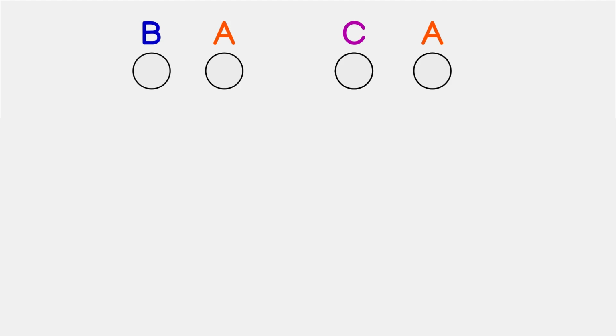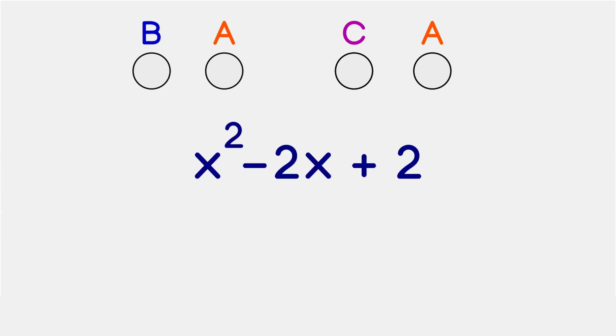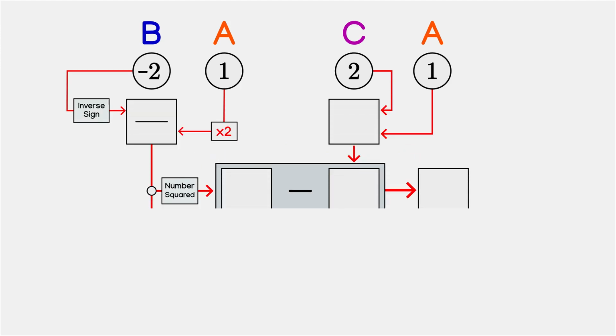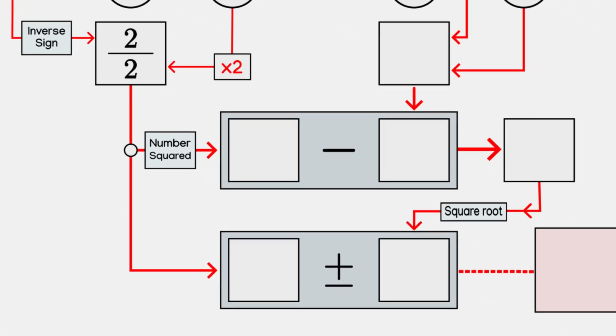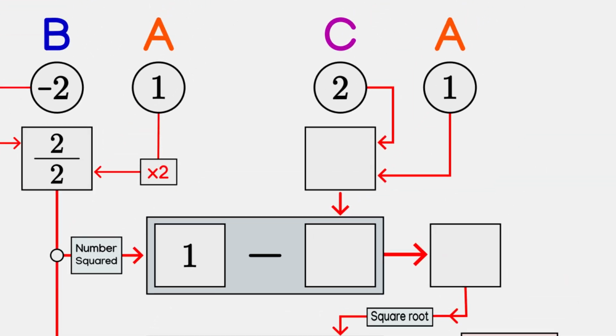Let's look at the quadratic expression, x squared minus 2x plus 2, and apply the algorithm. Place the coefficient values into the slots, and let's get started. Place 2 in the numerator and 2 in the denominator. 2 divided by 2 equals 1, so place 1 in these boxes. On the right branch, start with the fraction 2 over 1. We end up with -1.